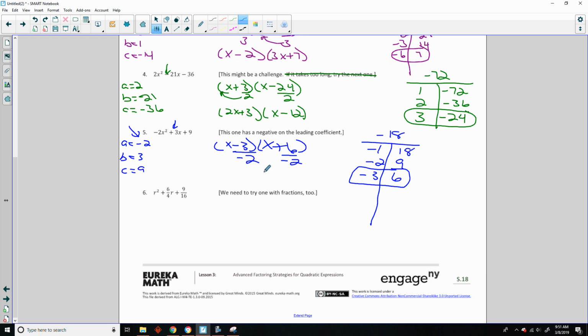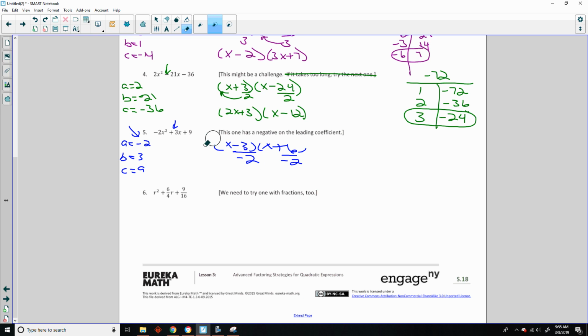I made a mistake. The negative leading coefficient threw me off. Okay, so I made a little mistake here, but it's not difficult to fix. So be aware that in math, you don't always get the right answer the first time. You realize your errors and you fix them.